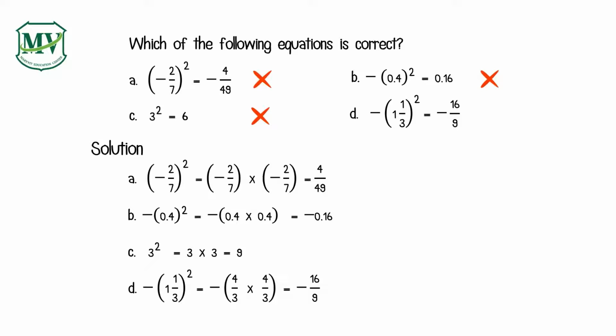In letter D, negative quantity of 1 and 1 over 3 raised to 2 is equal to negative quantity of 4 over 3 times 4 over 3, is equal to negative 16 over 9. So letter D is a correct equation. Therefore, the correct answer is letter D. So let's continue our lesson.